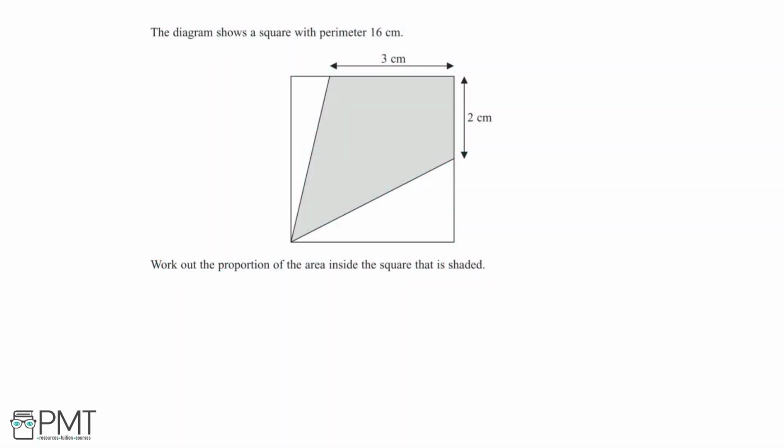In this question, we're given a diagram which shows a square with perimeter 16 centimeters. And now we need to work out the proportion of the area inside the square that is shaded. So we can start using the properties of a square in order to find out the missing length. If a square has perimeter 16 centimeters, we know that each side in a square is equal, which means that the length of each side is equal to 4 centimeters.